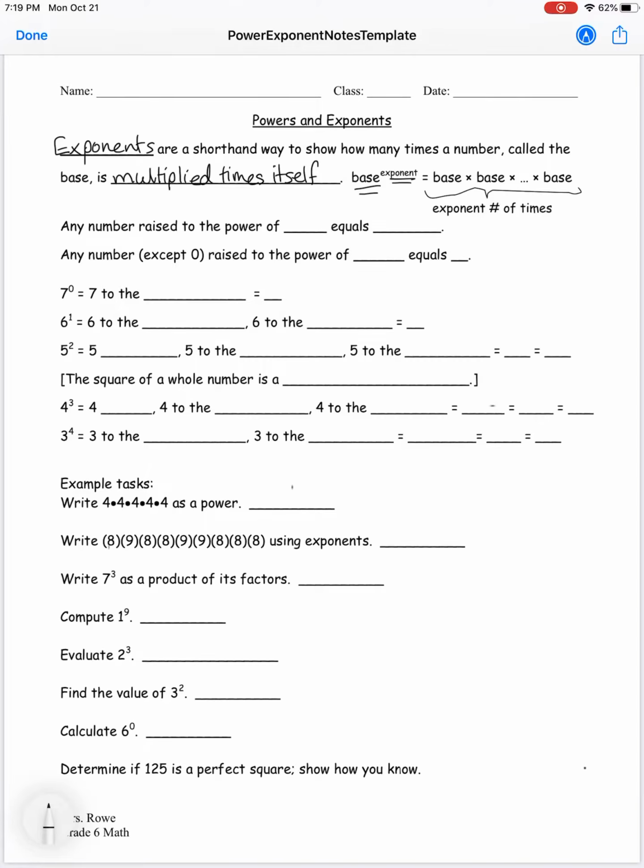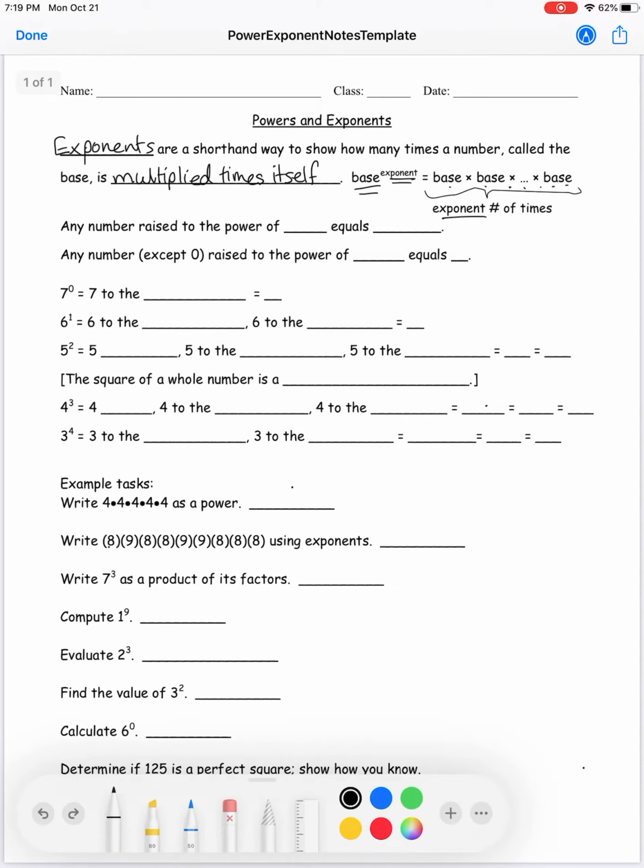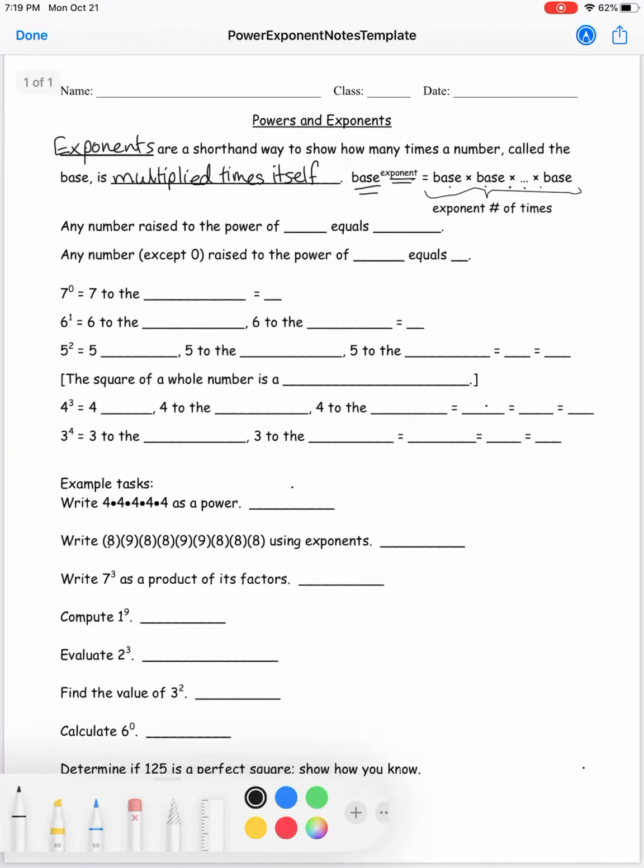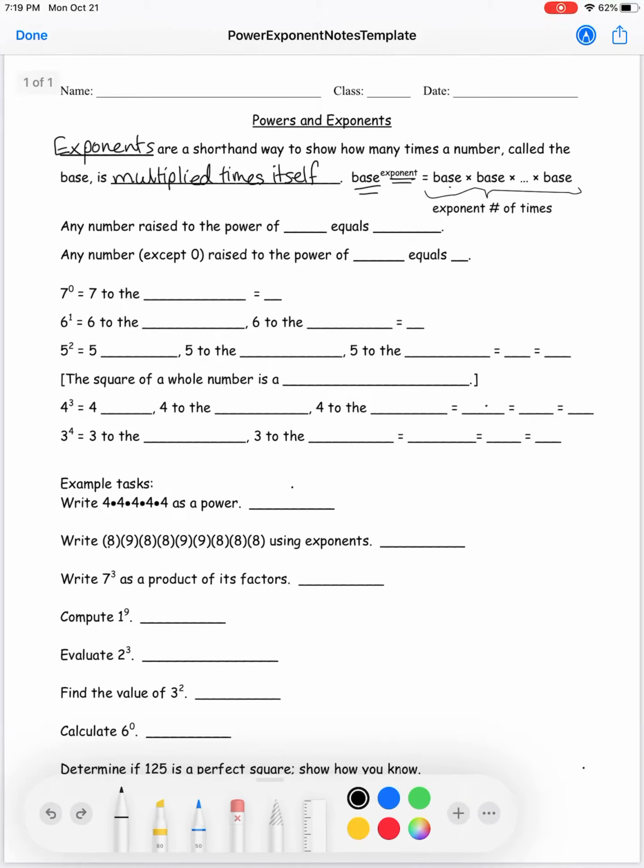The base is going to multiply times itself potentially over and over and over again, the exponent number of times. We're going to have some specific examples down below that hopefully make it even more clear. For the first thing here, there are some special cases.